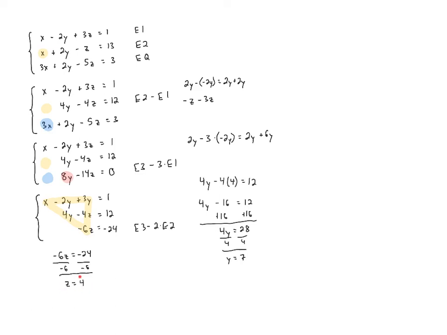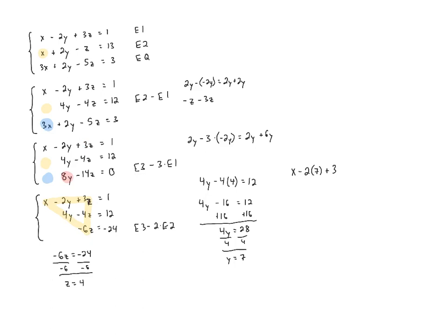So now we know the values for z and y. To figure out the value for x, we need to substitute these into the first equation and then solve for x. The first equation is x minus 2 times y, which we learned was 7, plus 3 times z. Oops, I had a mistake. This y should be a z. That's not good. I don't think that affects anything. I just copied it down wrong.